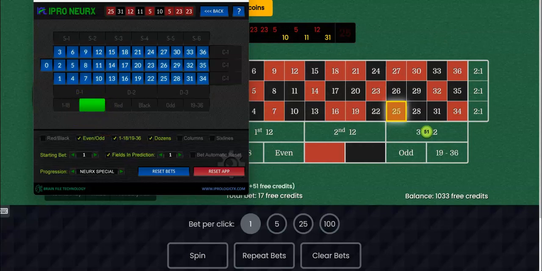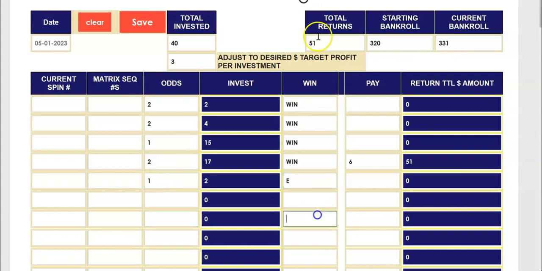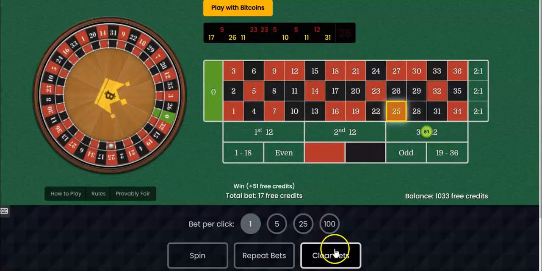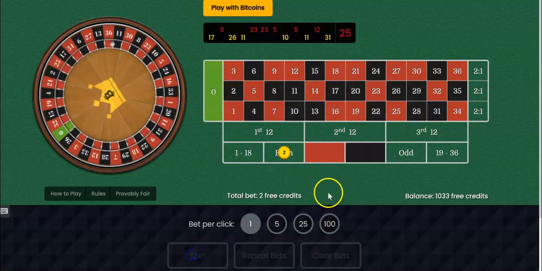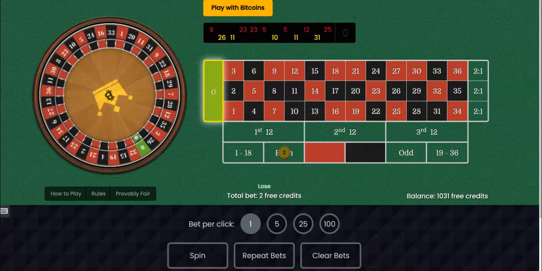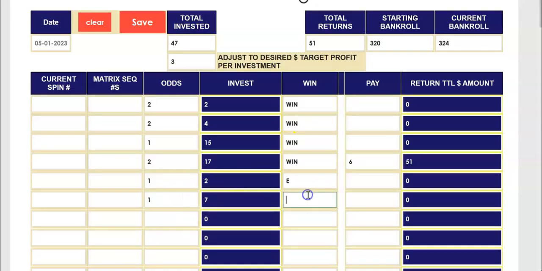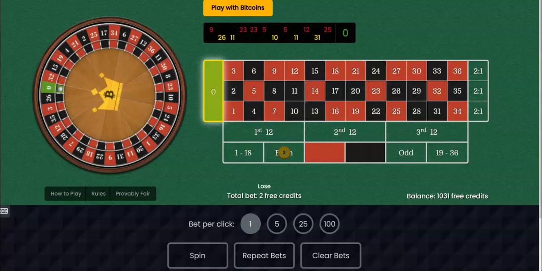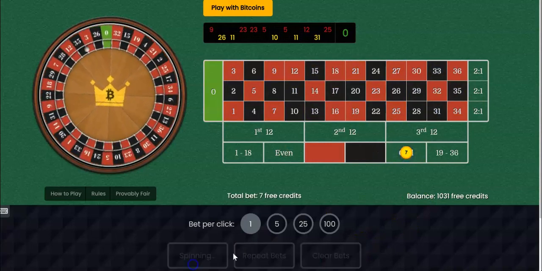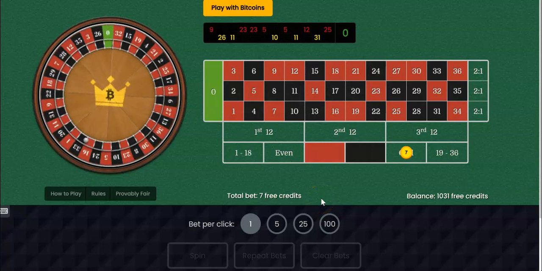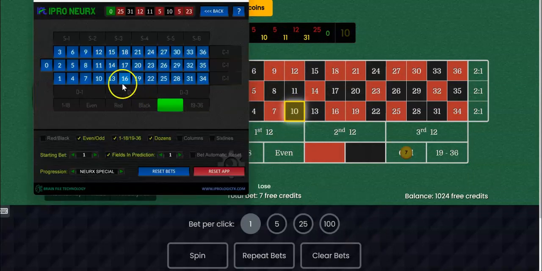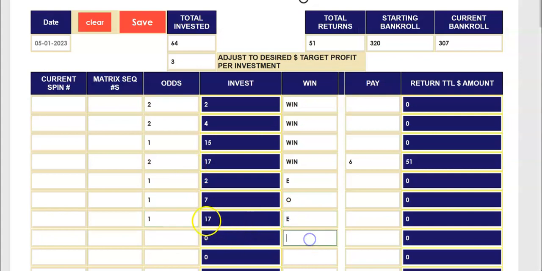Now notice this says even. So here we go, it says even. What is it asking for? 2 bets. So let's go. Zero. Put that in. It says odds. Notice this says 7 units. Missed. Again, your bets are only higher because you have a higher target of 3 units, but you're going to win every spin. Now it says even, so put here even. It says 17.